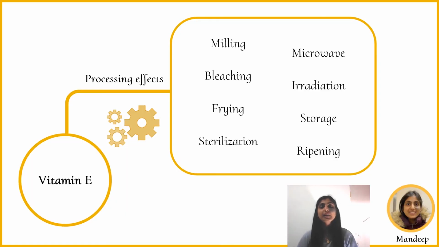Then here are some different food processes which ultimately reduce the vitamin E content or tocopherol content, like milling and bread making. Bleaching of oil also reduces the vitamin E content. Then the microwave heating of seed oil decreases the tocopherol content. Irradiation of rice bran reduces the vitamin E content, and sterilization of the diet also affects the tocopherol content and reduces the vitamin E content. Before ripening, the bagging of the fruits also decreases the vitamin E contents.